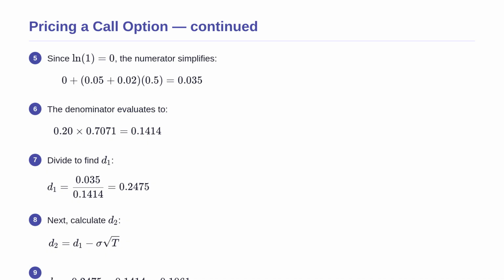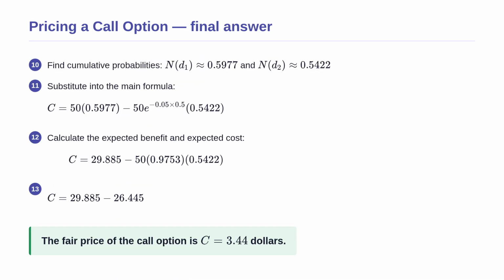Next, we calculate D2 by simply subtracting that same denominator value from D1. This adjustment represents the drag that volatility puts on the probability of finishing in the money. We get 0.1061 for D2. Now, we have our intermediate variables. So we look up their cumulative probabilities in a standard normal distribution table.